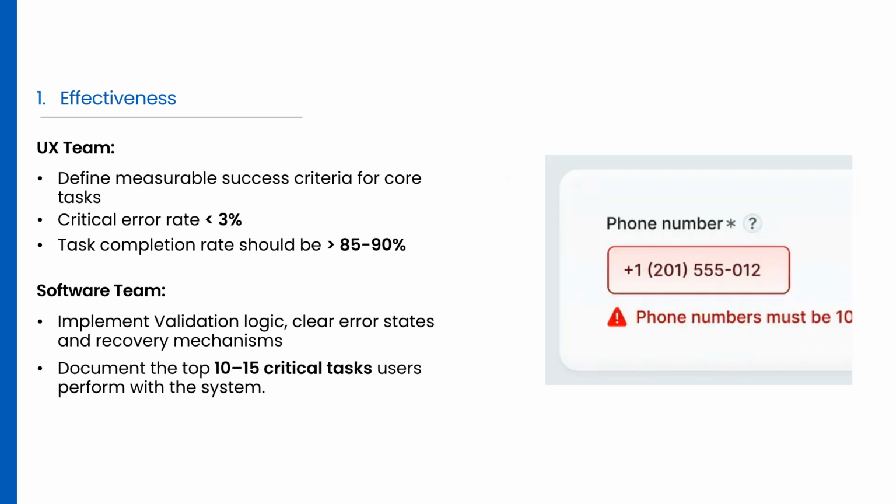For example, in a food delivery app, when a user enters a phone number, the system checks if it is exactly 10 digits. If the user enters 98765, the app shows an error and does not proceed.